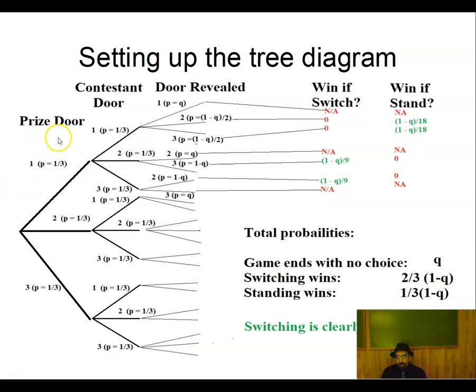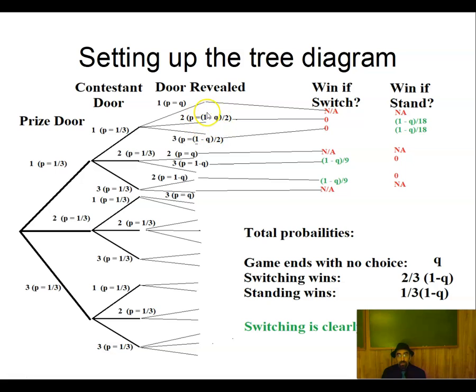So, supposing, without loss of generality, that the prize is behind door number 1, the contestant could choose that door, or either of the other 2 doors, each with probability 1/3. Now, if the contestant chose the correct door, then with probability Q, that door will be revealed, right? Endgame will be triggered. With probability 1 minus Q, endgame will not be triggered, and the remaining 2 doors will be revealed, each with probability (1 minus Q) over 2, right?